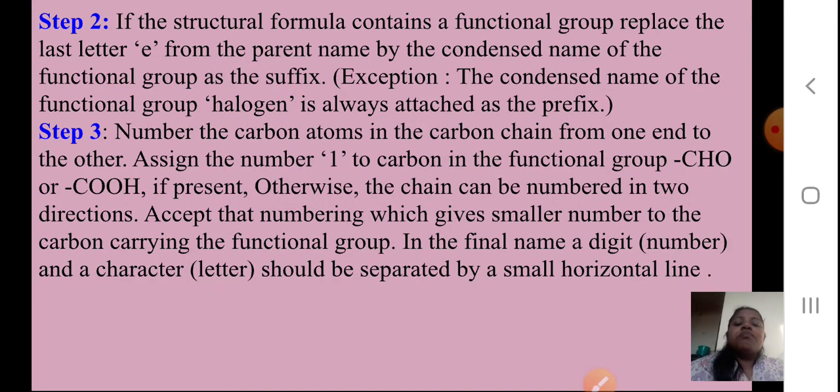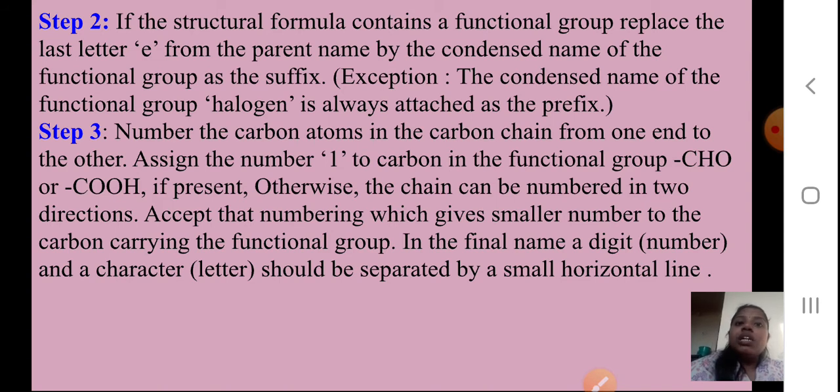Now, step 2. If the structural formula contains a functional group, replace the last letter E from the parent name by the condensed name of the functional group as the suffix. Exception is there. The condensed name of the functional group halogen is always attached as the prefix first. Okay. Step 3, we are going to see it in the tables. We will be seeing it in the next slide.